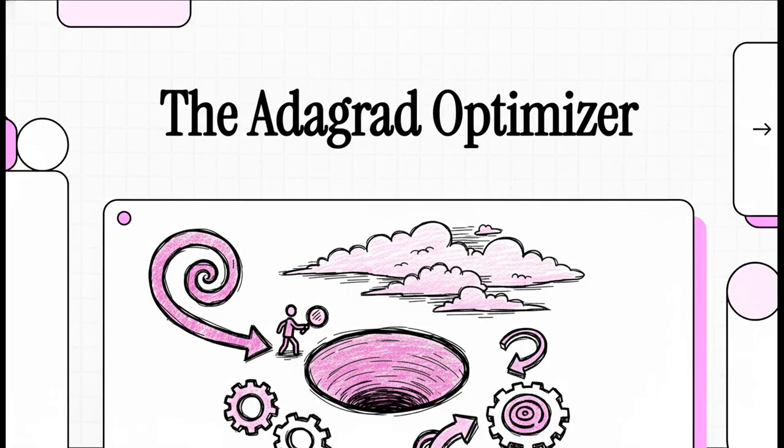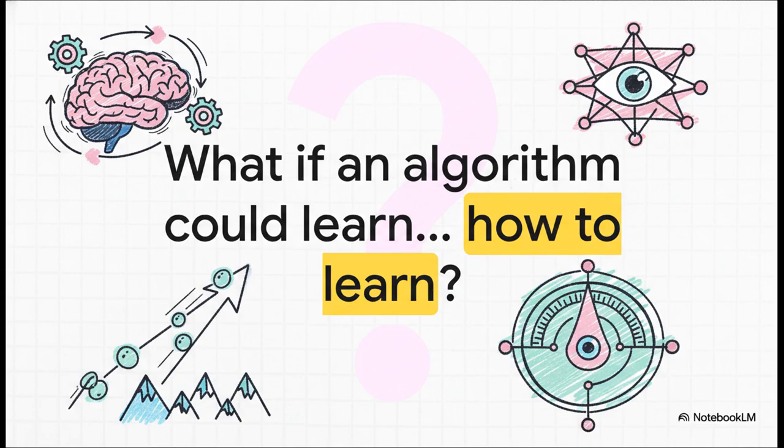You know, when we train a machine learning model, it's kind of like trying to find the very bottom of a huge foggy valley. We call this whole process optimization, and the tools we use for it are, well, optimizers. For a long time, these tools were pretty rigid. They just took fixed steps. But what if the tool itself could actually learn from the journey it was taking? Just think about that for a second.